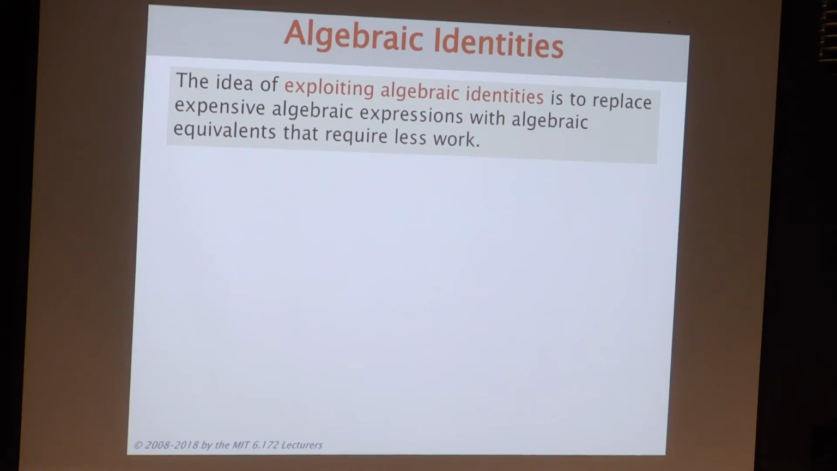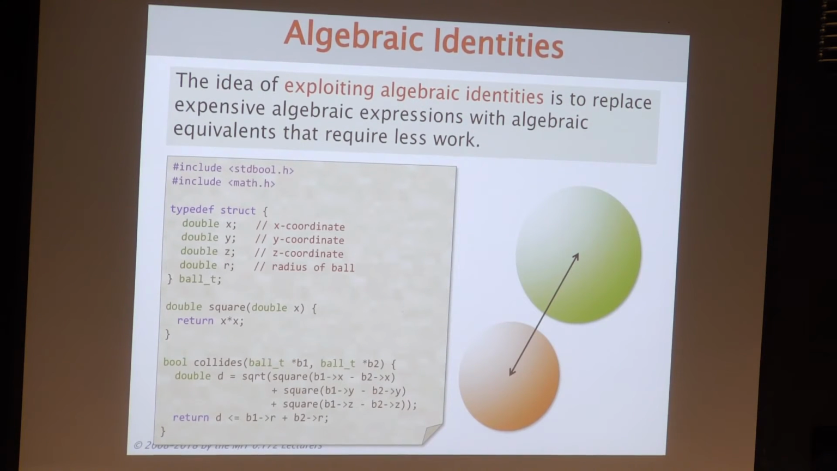OK, so next let's look at algebraic identities. The idea of exploiting algebraic identities is to replace more expensive algebraic expressions with equivalent expressions that are cheaper to evaluate. So let's look at an example. Let's say we have a whole bunch of balls, and we want to detect whether two balls collide with each other. Each ball has an x-coordinate, a y-coordinate, a z-coordinate, as well as a radius.